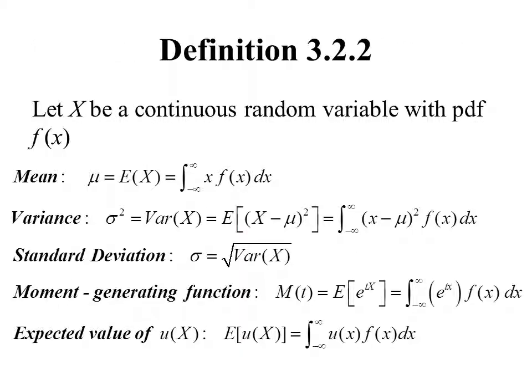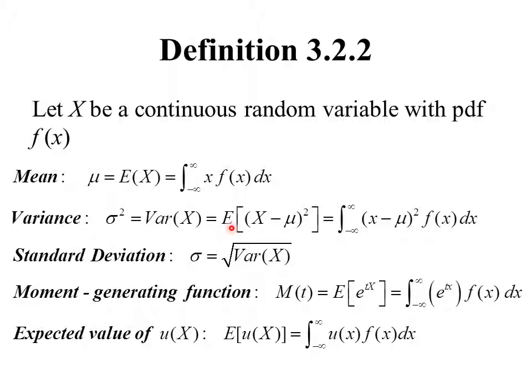Okay. Our next definition, we're going to define some different terms that are all very similar between a continuous and discrete random variable. So if x is a continuous random variable with PDF f, the mean of the random variable x is denoted mu, or E of x. And to calculate that, we take x times f of x and integrate that over all possible values of x. The variance is denoted sigma squared, or Var x.